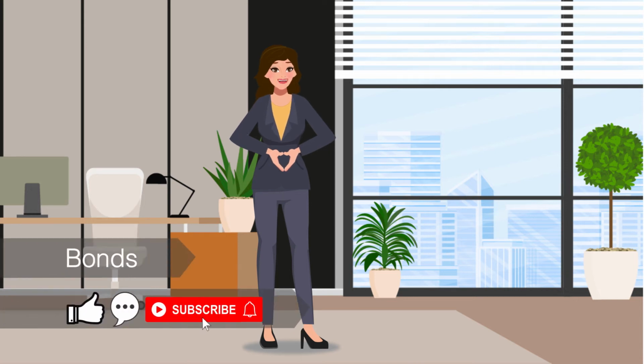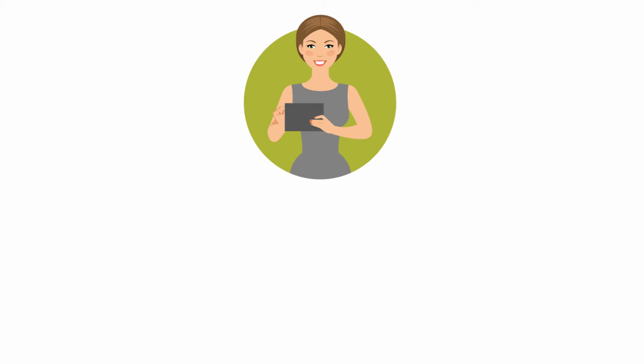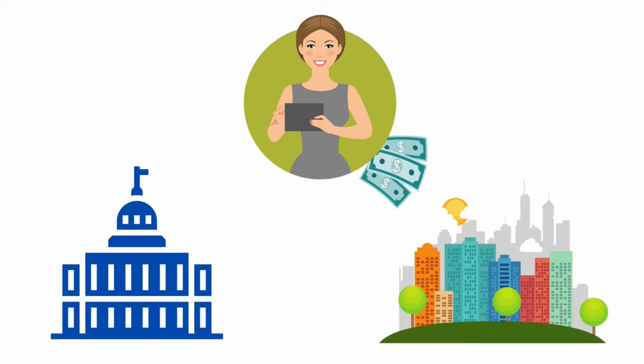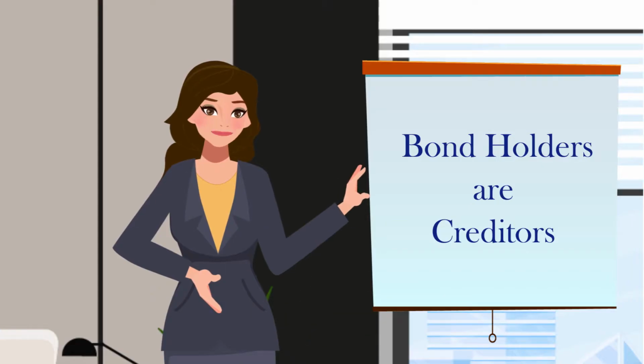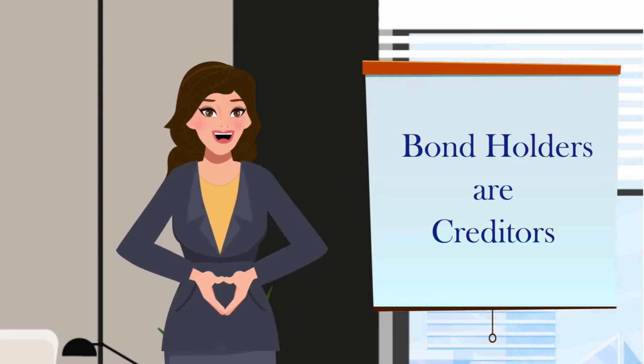In this video, we will talk about bonds. Let's get started. Bonds are loans that investors make to corporations and governments. The borrowers get the cash they need while the lenders earn the interest. Unlike stockholders who have equity, or part ownership in a company, bondholders are creditors.